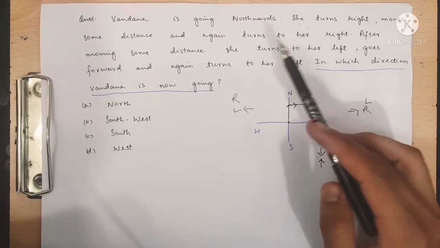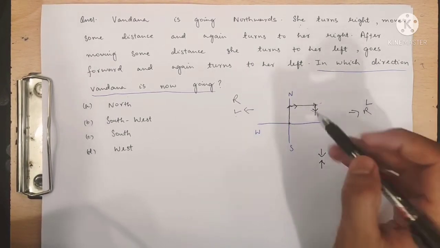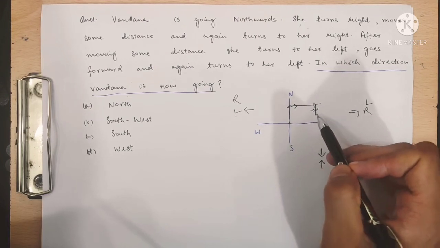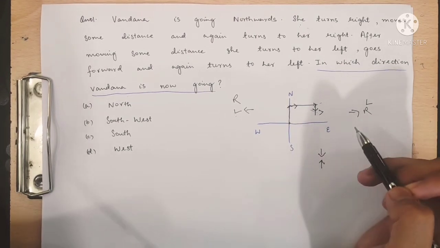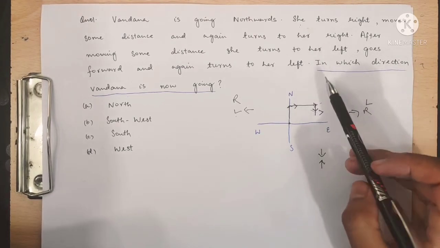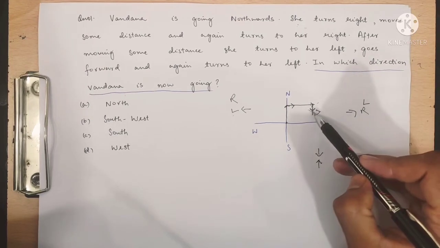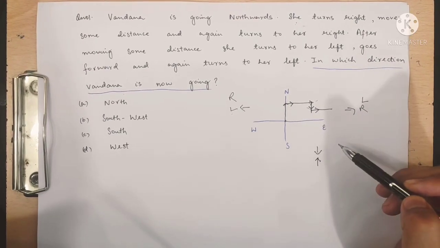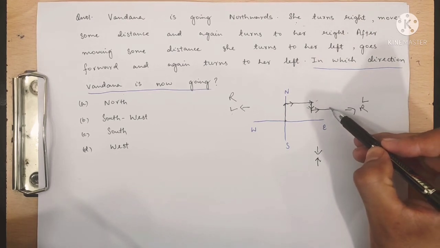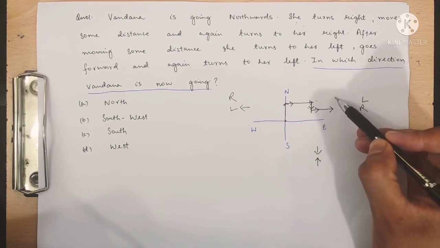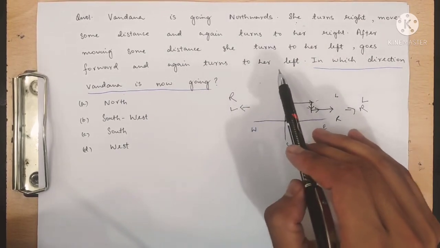Then after that she moves some distance and turns to her left. So what is the left of Vandana? That's right of yours. So she turns like this, in this direction. Good. So when she turns towards her left, goes forward, she goes more forward like this, and again turns to her left. So right now Vandana is facing towards this direction, her left is this, her right is this. So the examiner tells goes forward and again turns to her left.